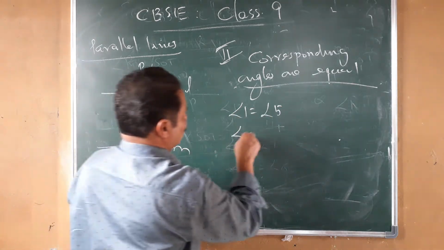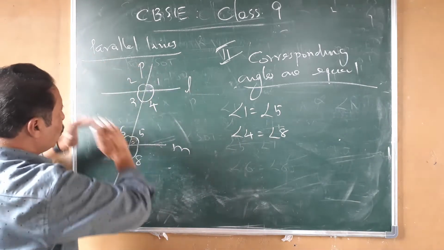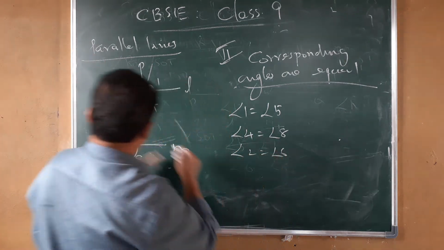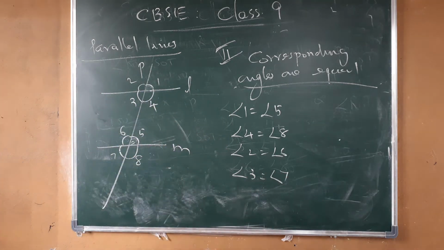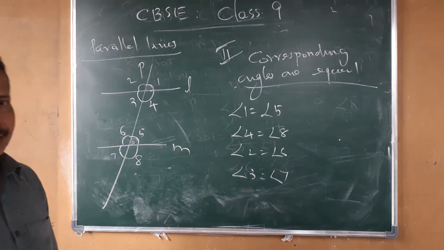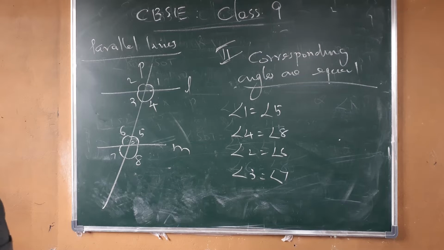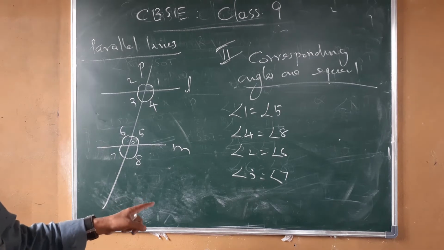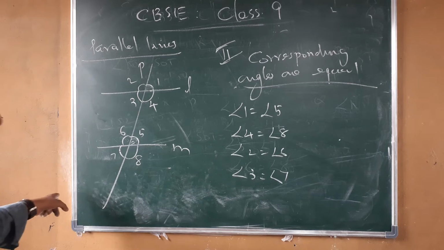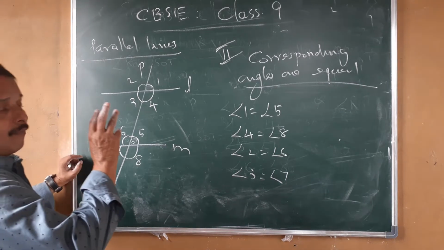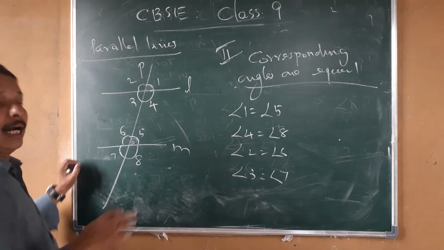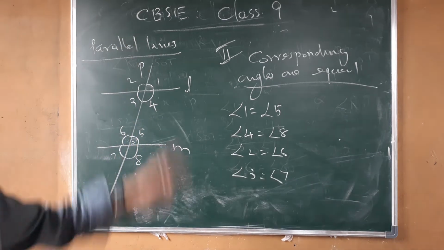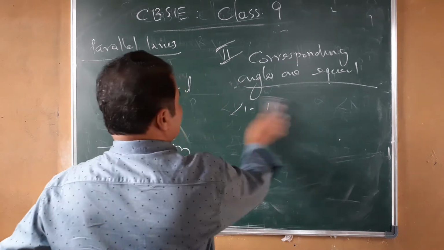Similarly, 4 and 8, 2 and 6. You see the position. 3 and 7. They are corresponding angles. Better you write this. Corresponding angles are equal. If two parallel lines are intersected by a transversal, then the pair of corresponding angles formed are equal. You analyze the position, then you write it. So number 2 is over.